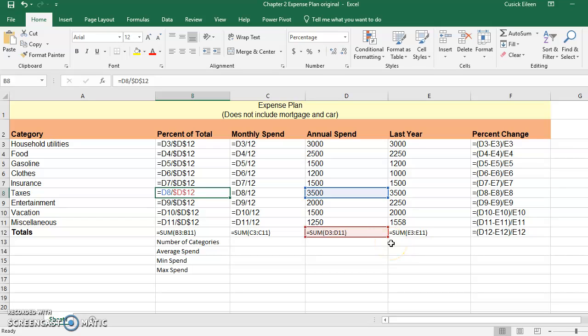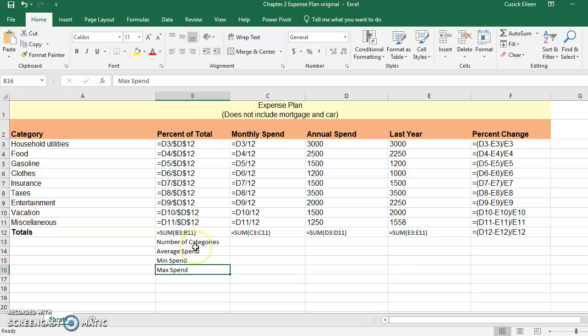Hi, this is the third part of the review of Chapter 2 for our textbook. I'm going to start on page 130 of the book, and we're going to be talking about the statistical functions of count, average, min, and max. We're going to be covering these four areas from rows 13 through 17.